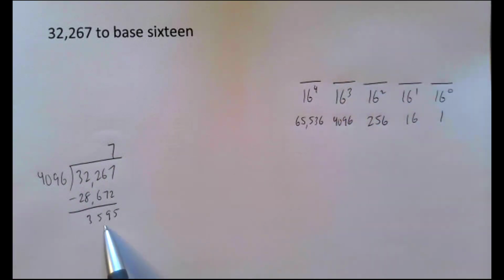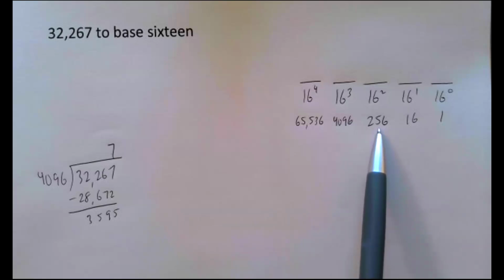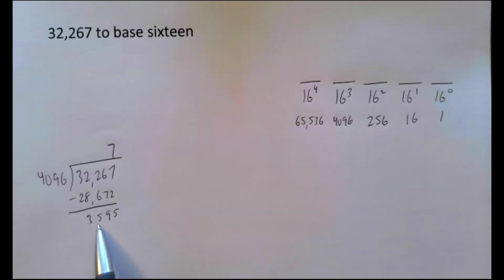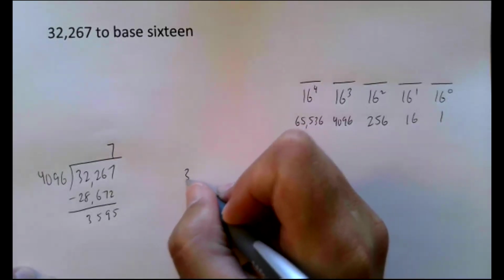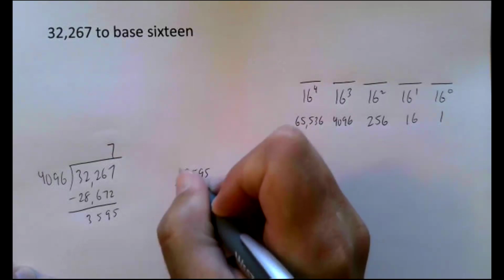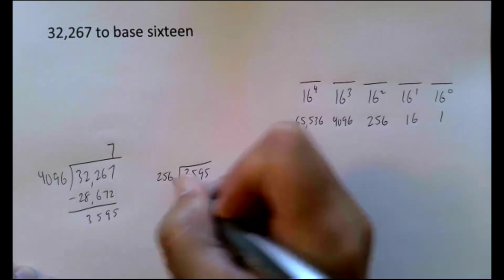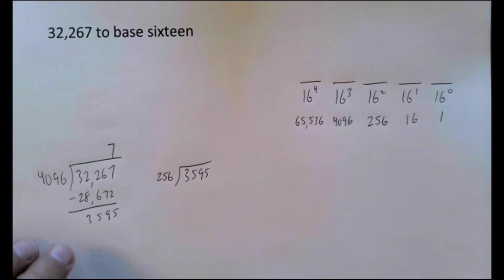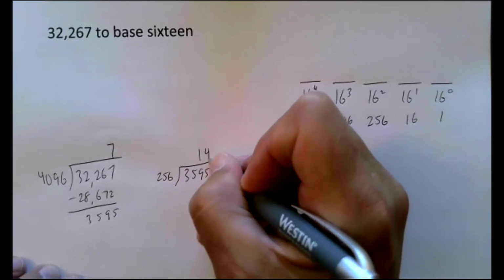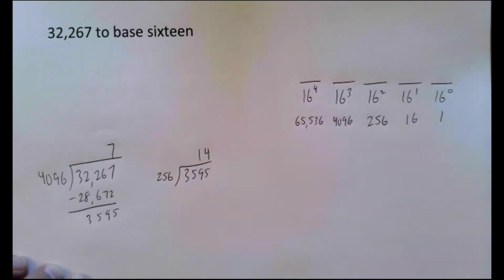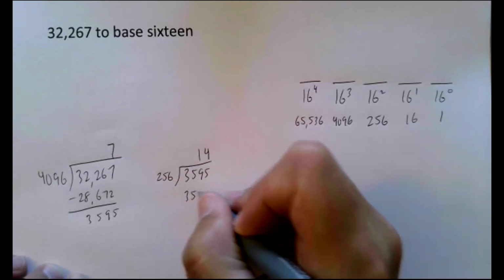Then I take the remainder and always divide by the next one over to the right. So I'm going to take 3,595 divided by 256. It goes in 14 times. 14 times 256 is 3,584.